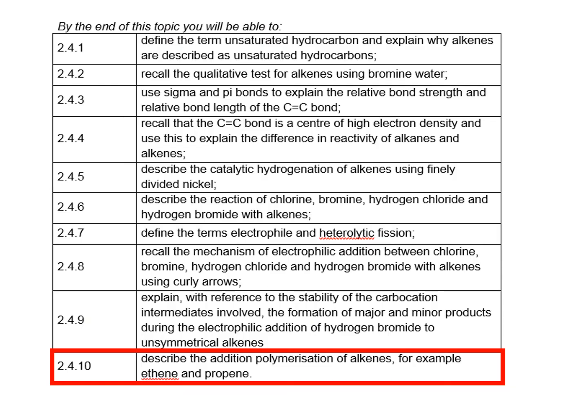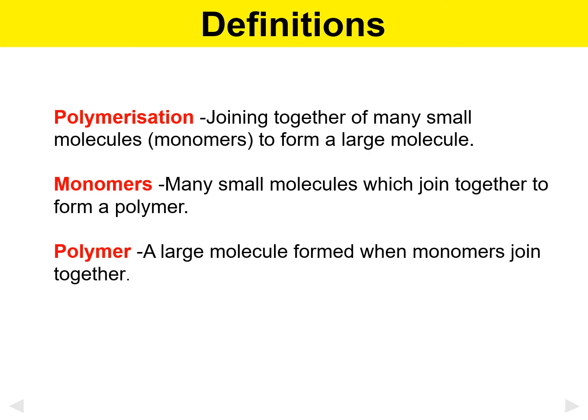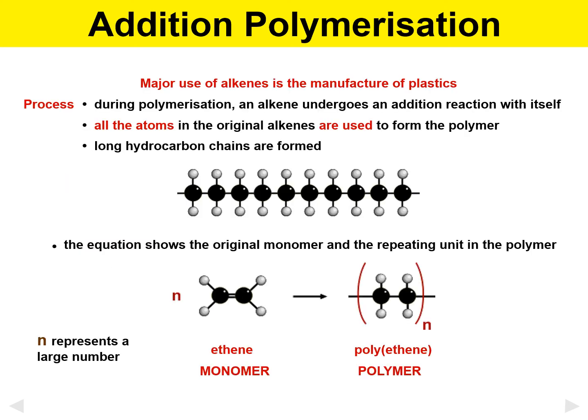The last bit of this topic is looking at polymerization. Again, this is a topic that you have covered at GCSE. In this case, you are asked to look at the polymerization of ethene and propene. Here are the definitions you will find in the glossary for this part of the topic. Addition polymerization is a method where an alkene undergoes an addition reaction with itself. All the atoms in the original alkenes are used to form the polymer and long hydrocarbon chains are formed.